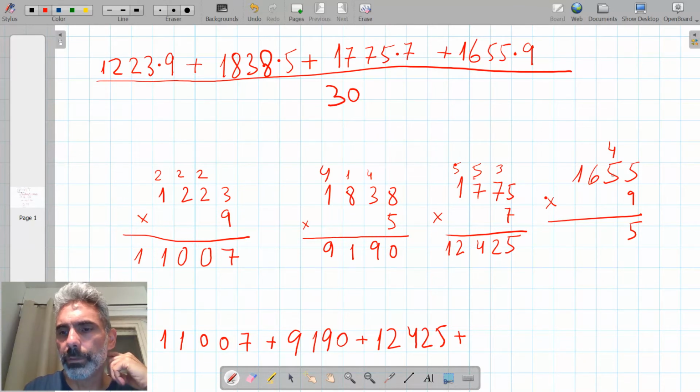9 times 5 is 45 plus 4. 45 plus 4 is 49. 9 times 6 is 54 plus 4 is 58. 9 times 1 is 9, plus 5 is 14.